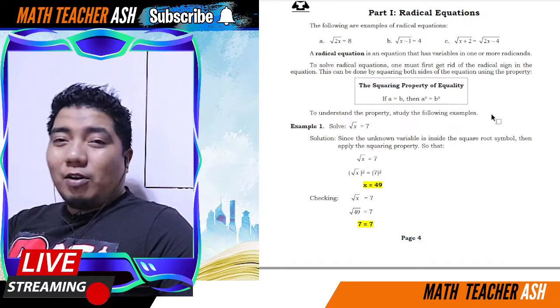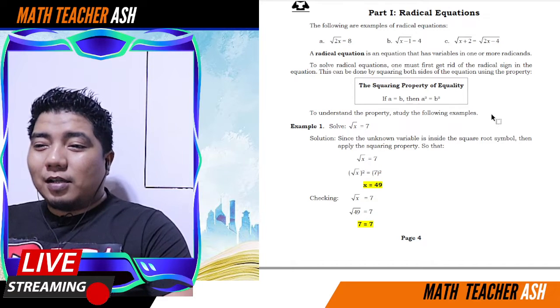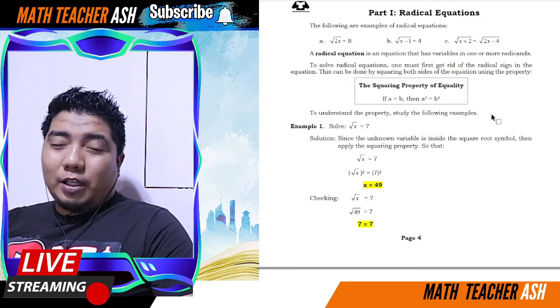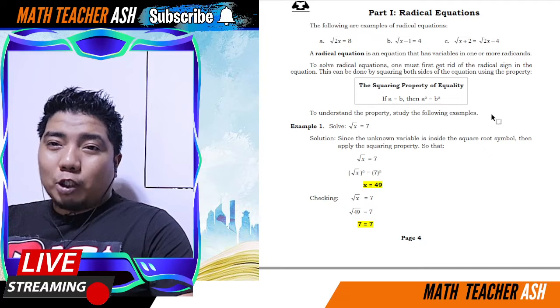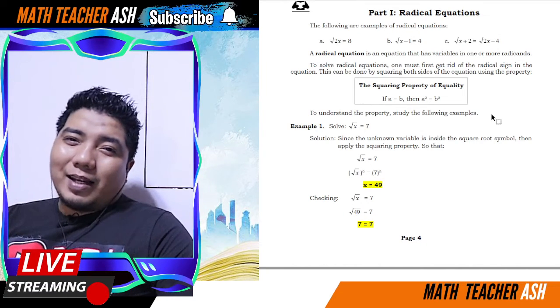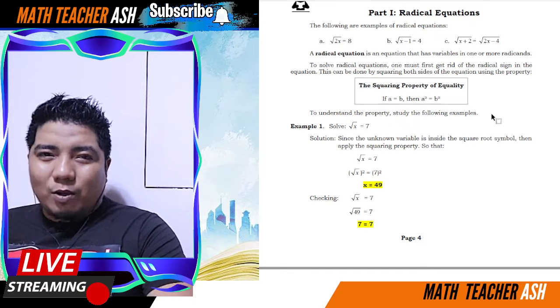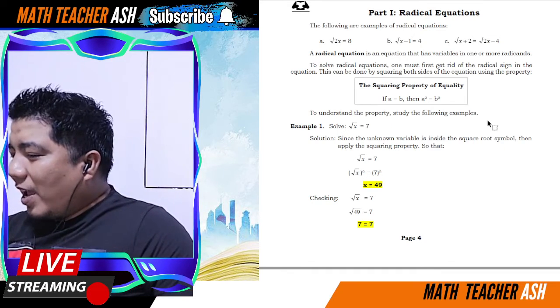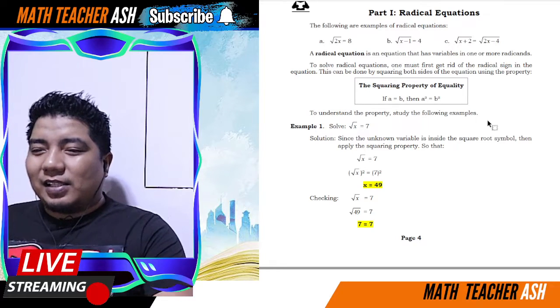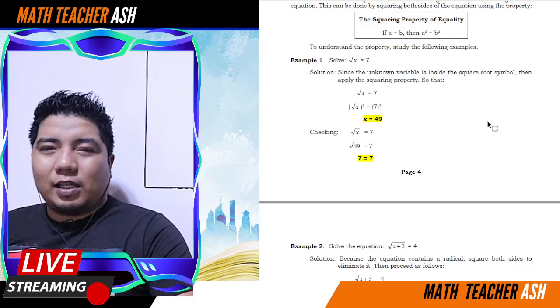Ang technique dito, mga kaibigan or mga ka-math learner, is that bago mo gamitin ang squaring property of equality, make sure na sa isang left side, yung radical expression na lang ang natitira. Okay, so later on, I will tell you how to do it. Okay. Alright, let us start, my dear math learner. Example number 1, we have the square root of x is equal to 7.